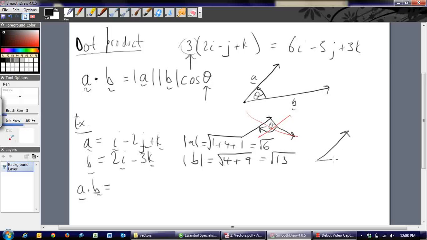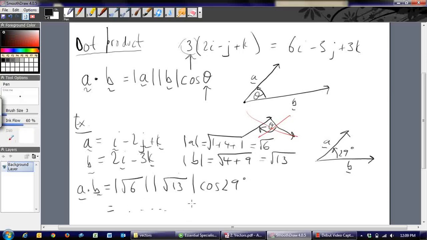Oh, and I should just say, I didn't say what the angle was between them. Let's just say that's A and that's B, and we've got 29 degrees between them. So the dot product of those two will be equal to the magnitude of A times the magnitude of B times cosine of 29 degrees. You could punch that into your calculator and find out what the dot product is. And what you'll notice is, you punch that into your calculator, it's a number.